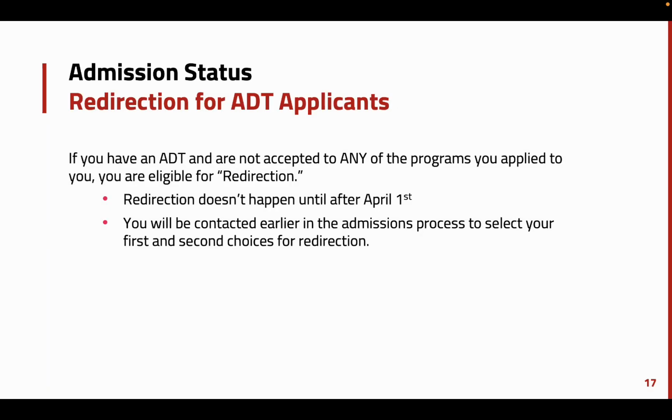Next is redirection for ADT applicants. So if you have an associate degree for transfer and you're not accepted to any of the programs that you applied to, not a single one of them, you are eligible for redirection. And redirection does not happen until after April 1st, so it's pretty late in the admissions process. And you'll be contacted earlier in the admissions process to select your first and second choices for redirection.